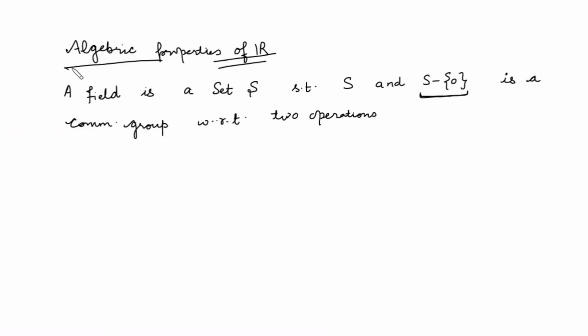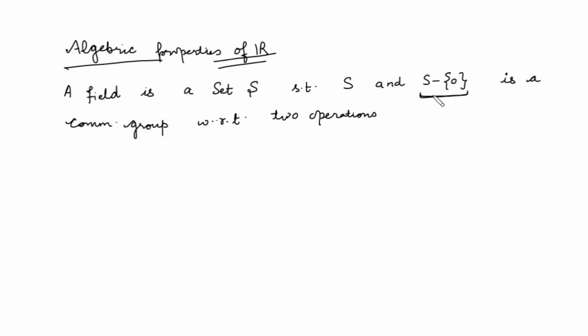Next we start with the algebraic properties of real numbers. So first of all, we will define field. Now what do you mean by a field? You are having any non-empty set S. So we consider two sets, one is S, one is all the non-zero elements of S, means we delete the zero number from the set S.